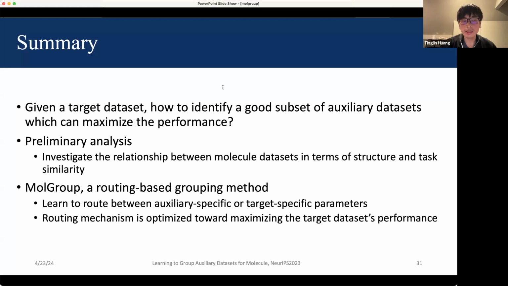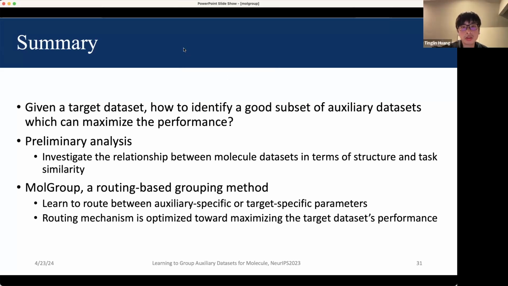Here I can see some questions. Here is a question about whether we have an ablation study showing where the target... I can jump in and repeat the question. I was just wondering whether the target similarity or the input similarity is leading to the routing, or whether it is something else.